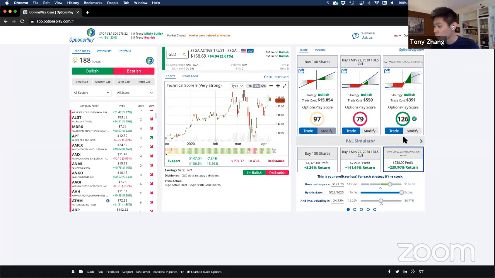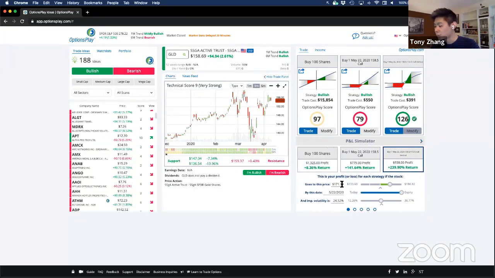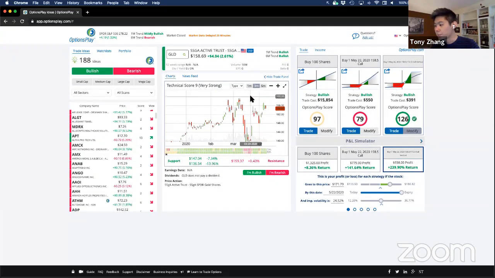Buying a call vertical here, where I'm buying the 158.5 call, spending $5.50 for it, but I sell the 172.5 calls against it, collecting $1.59. I've reduced my risk by almost a third in this particular case. So let's see how that performs. Let's just say gold makes it back up to 160, let's say 162, 163, just a little bit higher than the 52-week high.